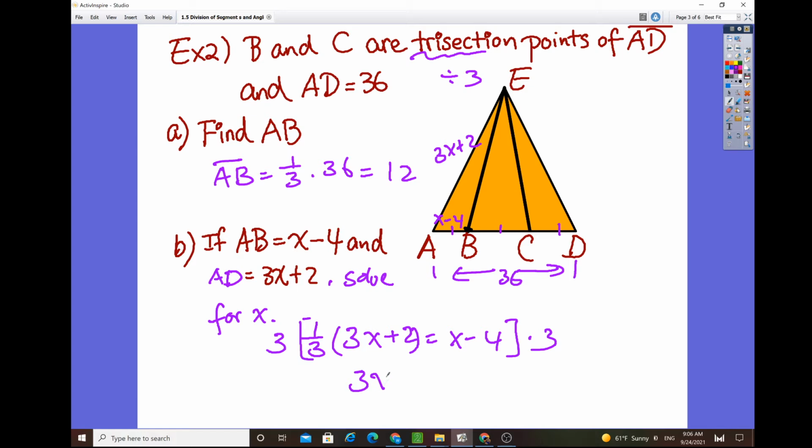So what we found here is 3x plus 2 equals 3x minus 12. And you might be wondering, 3x got canceled. Once canceled, this one is just 2 equals negative 12, which doesn't make sense. So that means x has no solution. No solution can be found. This one is just one of the tricky ones, using the trisection theorem, the definitions, to get the value of x.